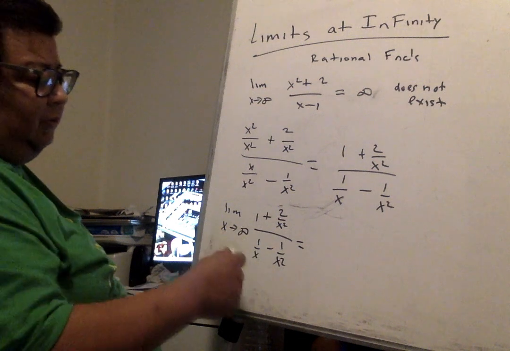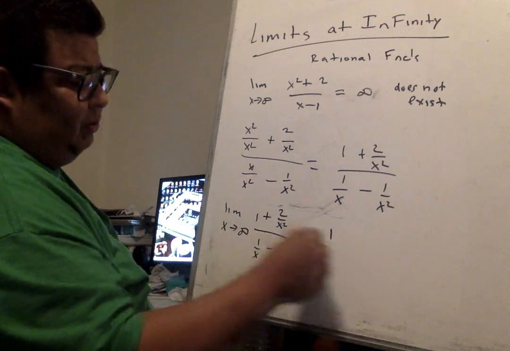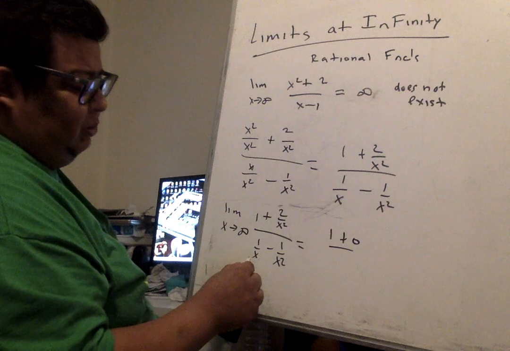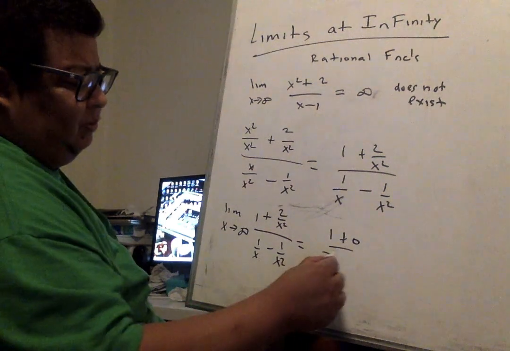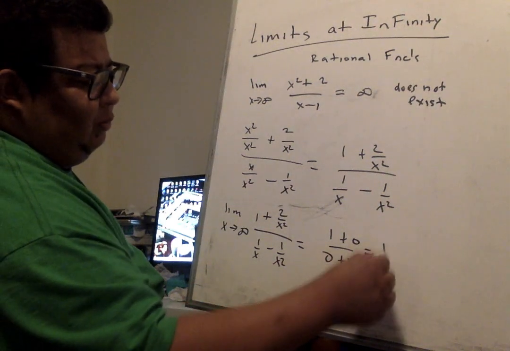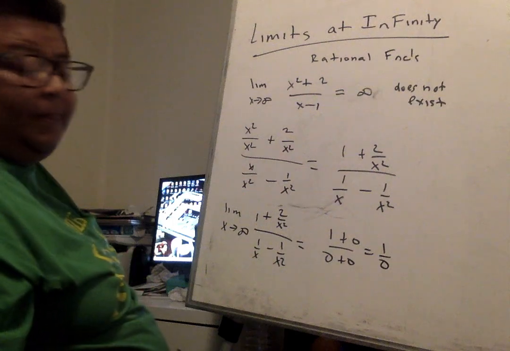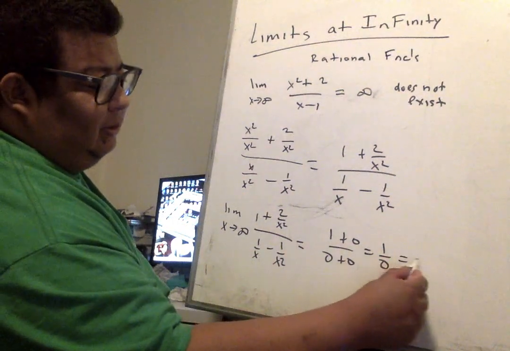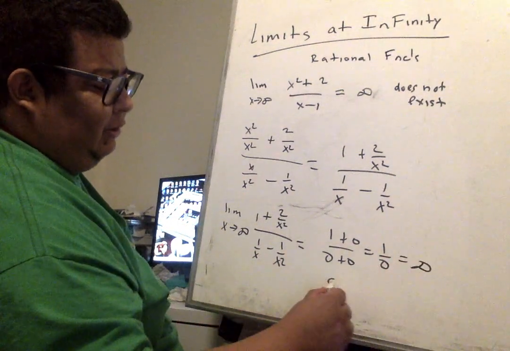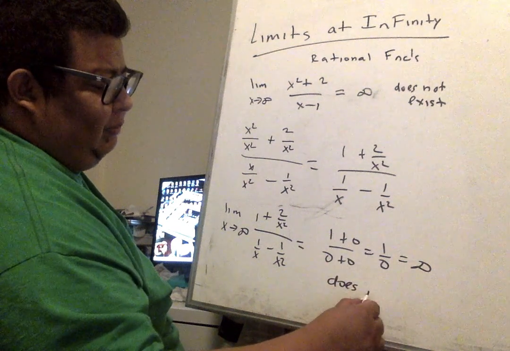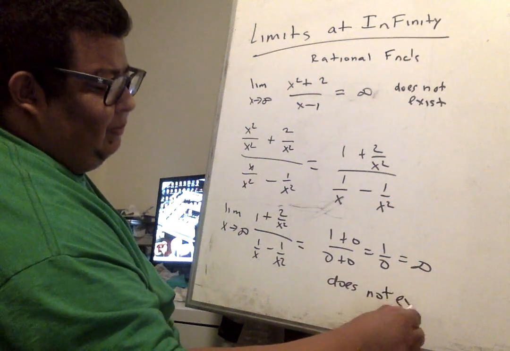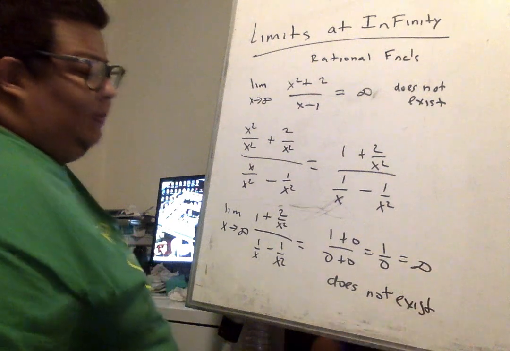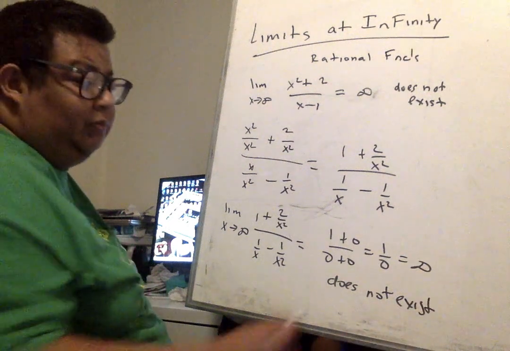So now we take the limit of each term. That will be 1. This becomes 0. This becomes 0. And this becomes 0. So we have 1 over 0. Well, 1 over 0, that's the same thing as infinity, or the limit does not exist. And that's the final answer.